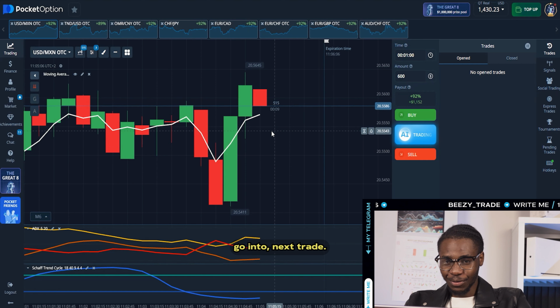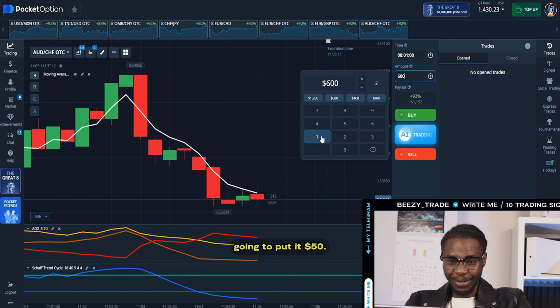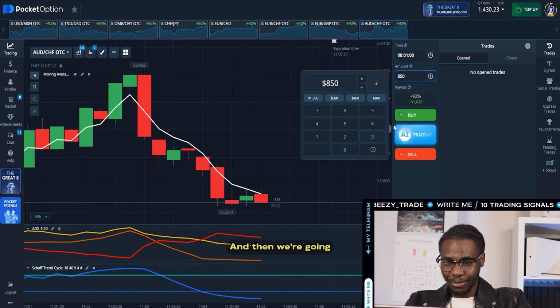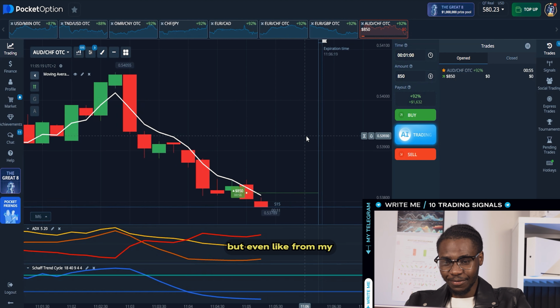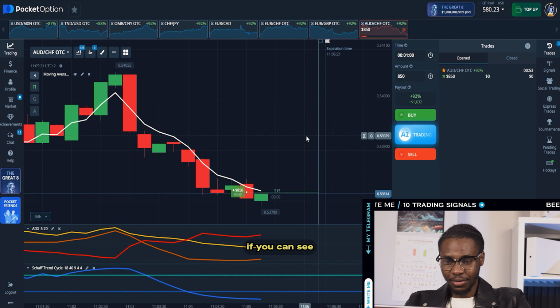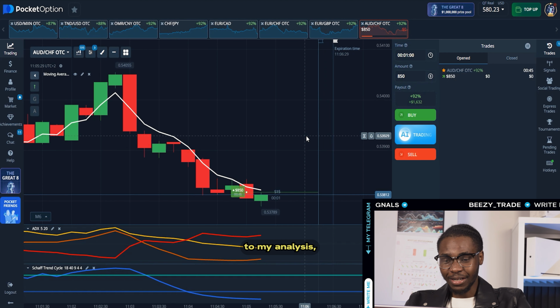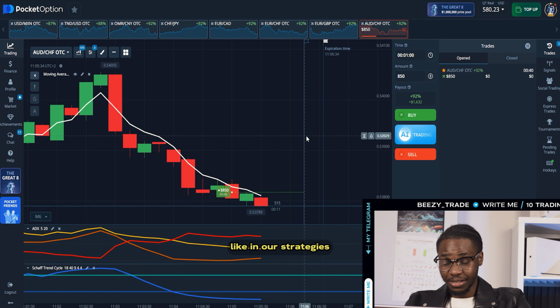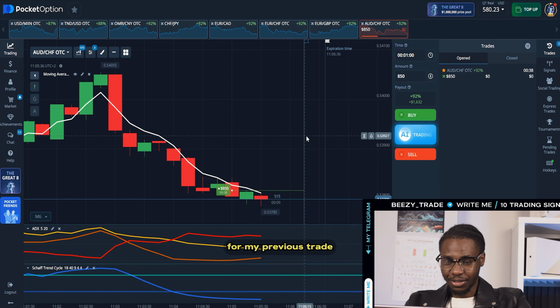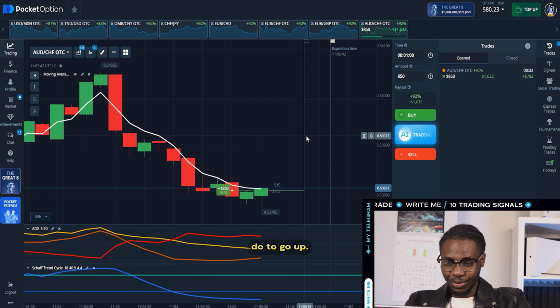So right now let's go into our next trade. Here I'm going to increase the amount like always. I'm going to put $850, and then we're going to place our trade on buy. I don't know why, but even from the previous trade, every time I place my trade, the market always goes opposite. But according to my analysis, this trade needs to go up, and I'm pretty confident in the strategies we've been using. You can even see from our previous trade how we've been winning, and I'm pretty sure we need to win this one as well.